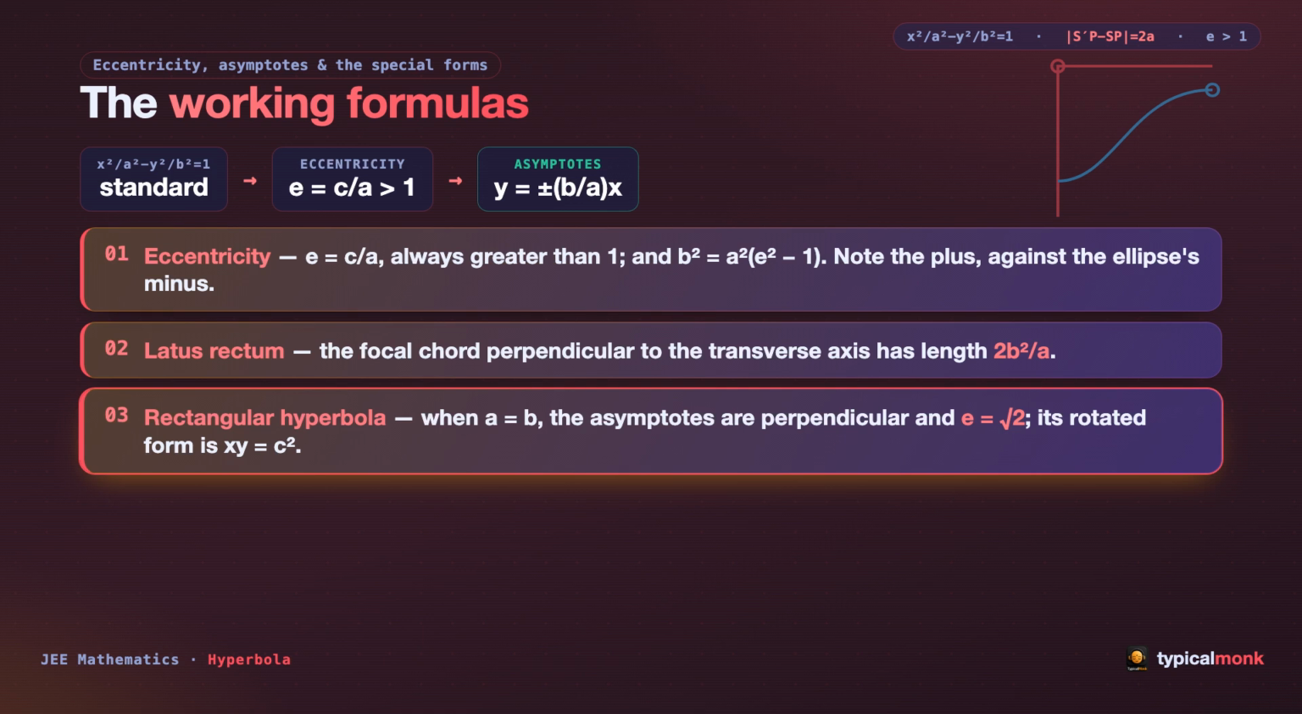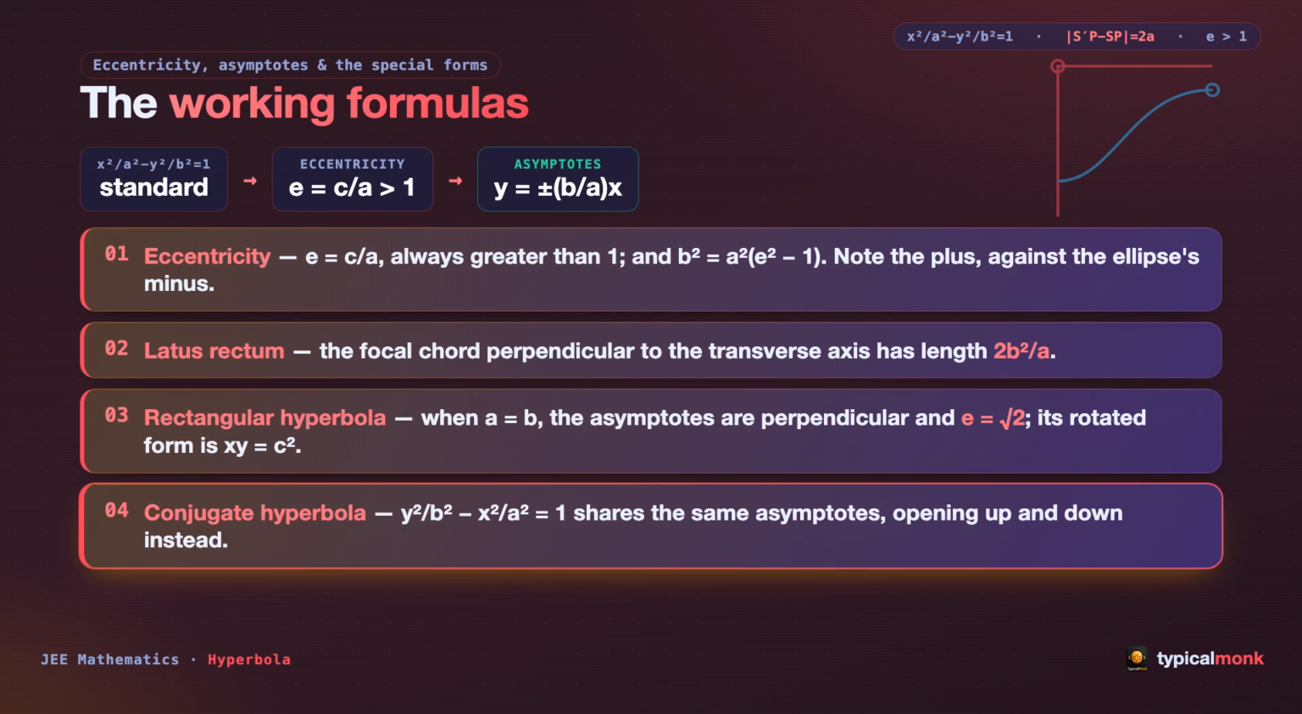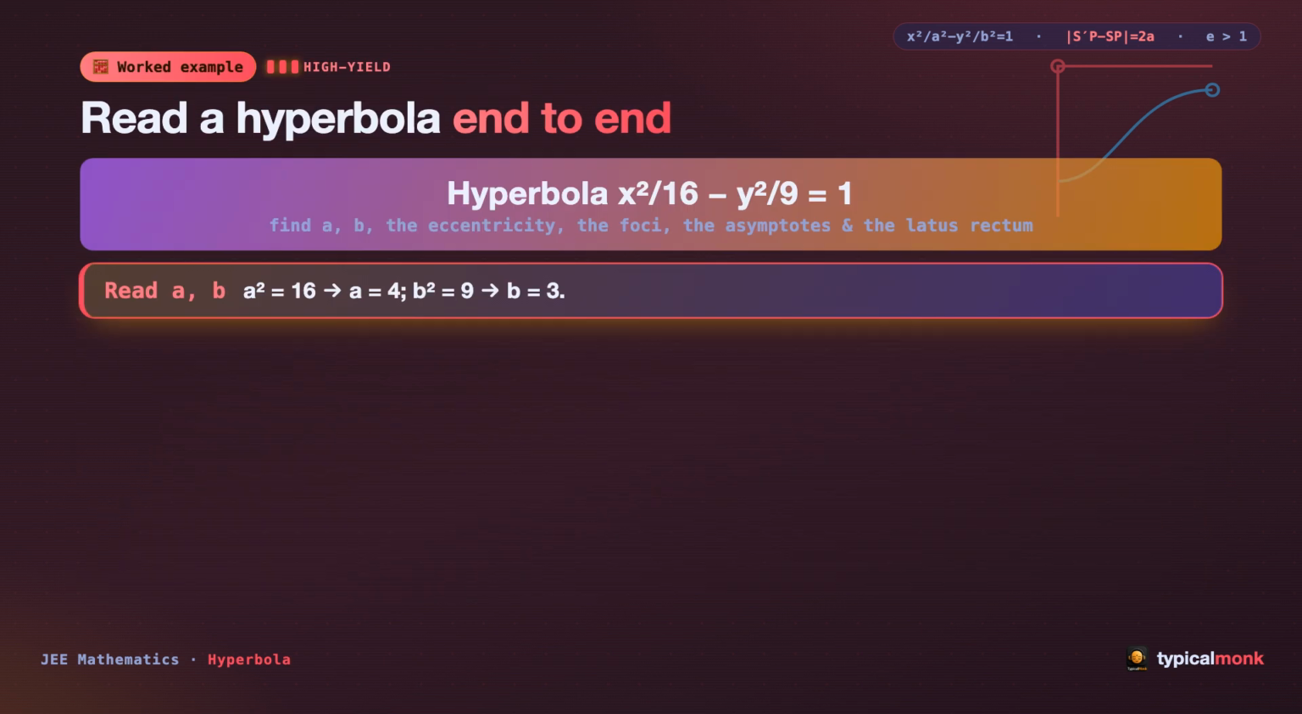The rectangular hyperbola. When a equals b, the asymptotes are perpendicular, and the eccentricity is the square root of 2. Its rotated form is xy equals c squared. And the conjugate hyperbola. y squared over b squared minus x squared over a squared equals 1. It shares the very same asymptotes, but opens up and down instead. Let us read a whole hyperbola end to end.